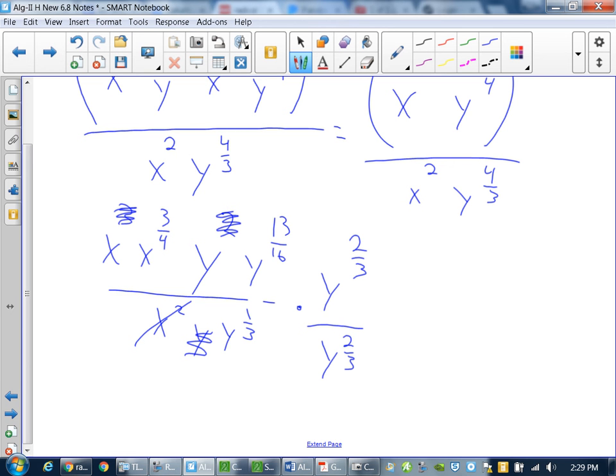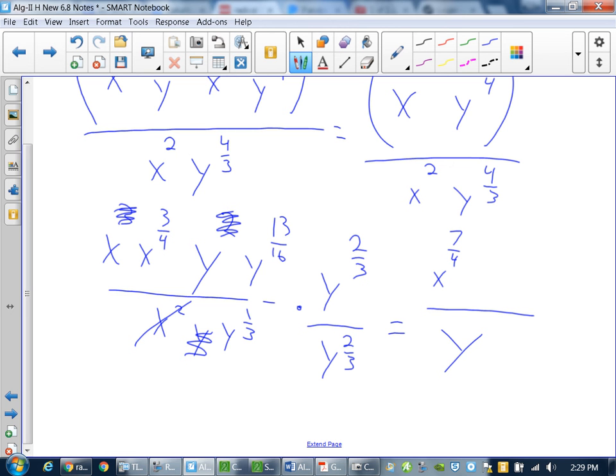Y to the 3rd times y to the 2/3 makes a whole. So I have a denominator now of y. The numerator gives me x and x to the 3/4. Depending upon how you break it apart, if you leave it like that, it's really not the end of the world. Or if you go back into the full fraction, that would have been 7/4.